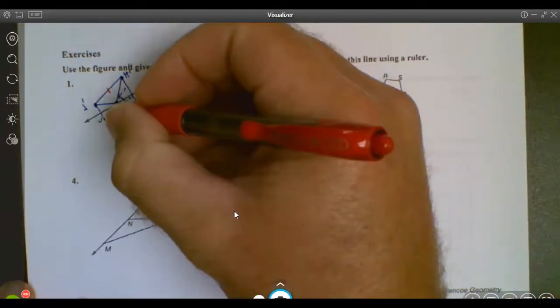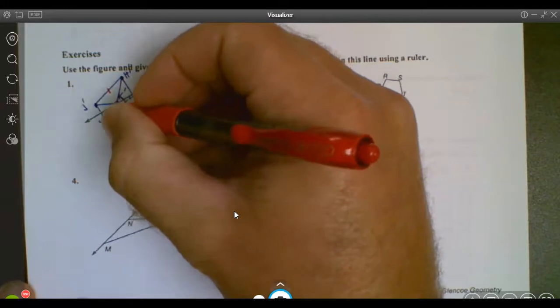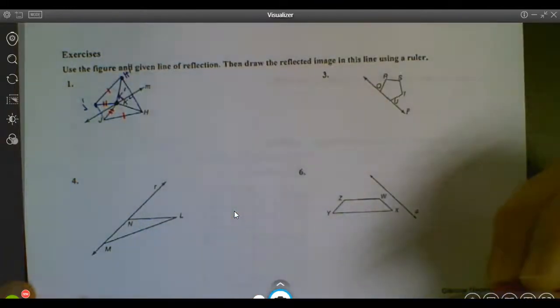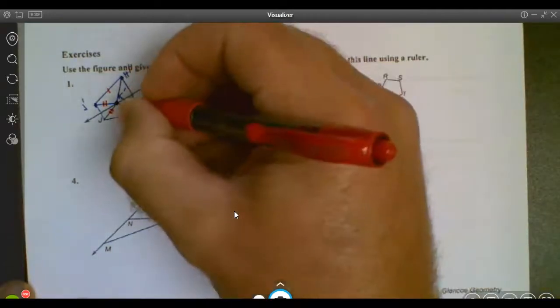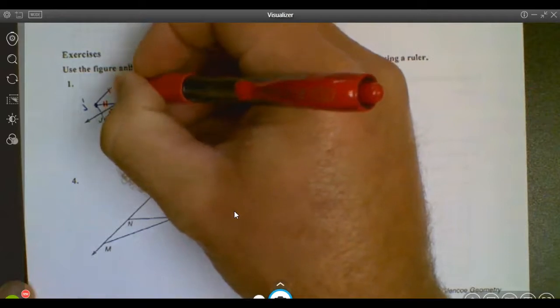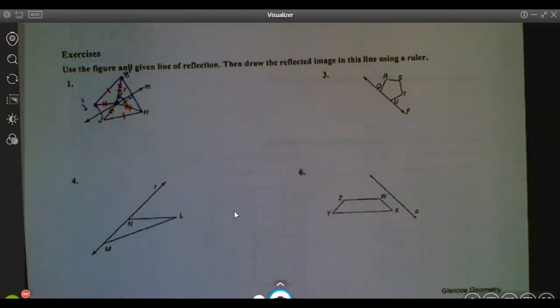That didn't change. JK is still the same length as this JK. Those guys are no different. And KH, 1, 2, 3, is no different from this KH. So all 3 sides are still congruent to each other, and all 3 angles are still congruent to each other. I'm going to try throwing a different color into this.